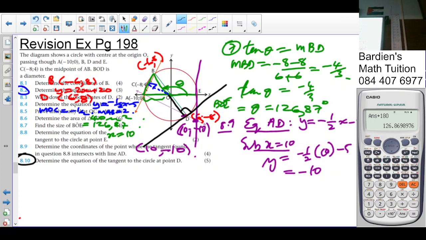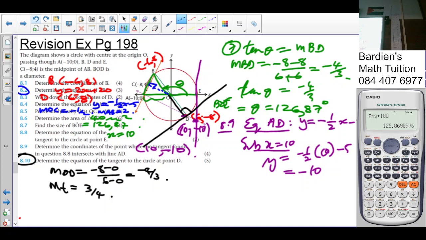We firstly work out the gradient of the radius, or OD in this case. So the gradient there is going to be change in y over change in x. These are the 2 points in question. So it's going to be negative 8 minus 0 over 6 minus 0, which is negative 4 over 3. So what's the gradient of the tangent? We know that the gradient of the tangent times the gradient of the radius will always be negative 1. So negative 4 over 3 times the gradient of the tangent equals negative 1. So the gradient of the tangent is 3 over 4.